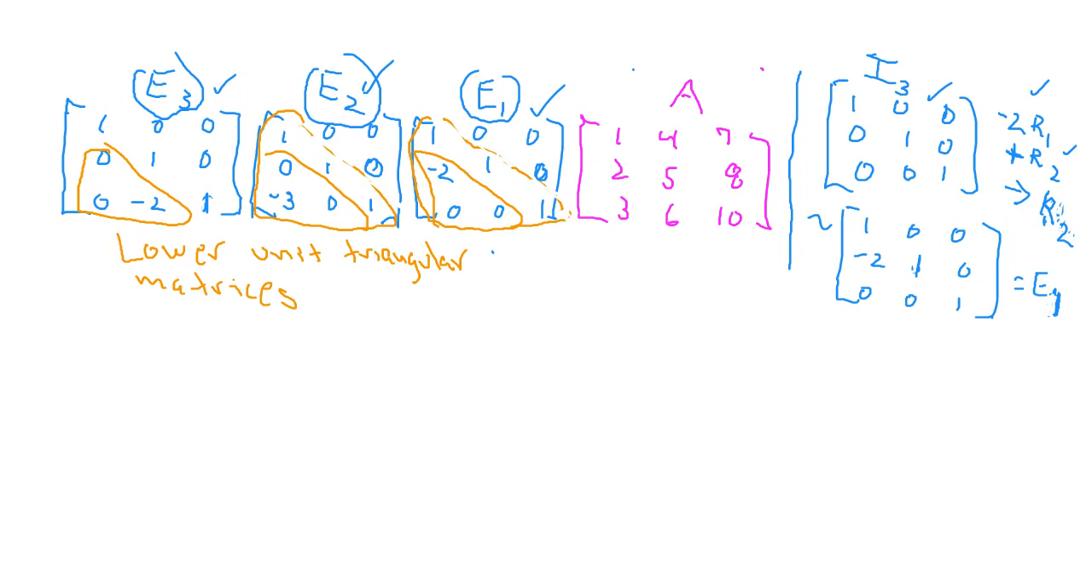Now, if we had a situation where we had ones along the diagonal, we call it lower unit triangular matrices. Unit means we have ones along the diagonal. If we had zeros below the diagonal on all the matrices, and above the diagonal we had non-zero numbers, we would call that upper unit triangular matrices.